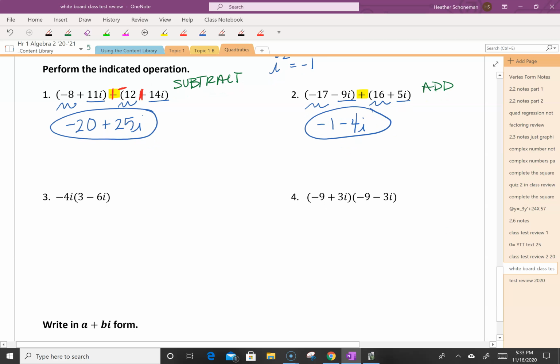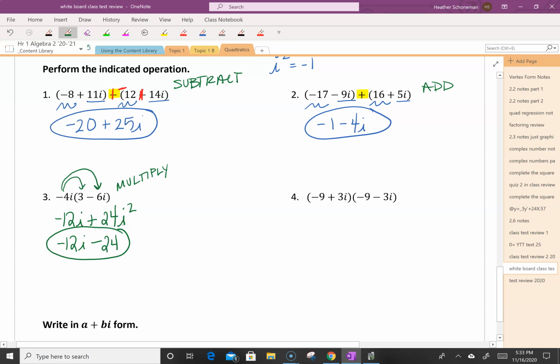Okay, now on number 3. Because this is right next to the parentheses right here, this means to multiply. Okay, so I'm going to take -4i times 3. Well, -4i times 3 would be -12i. Then I'm going to take -4i times -6i, which is positive 24i squared. i squared is -1, so positive 24 times -1 would be -24. That's all that I change.